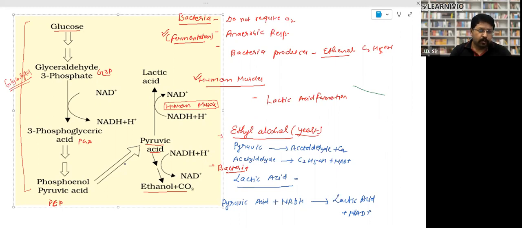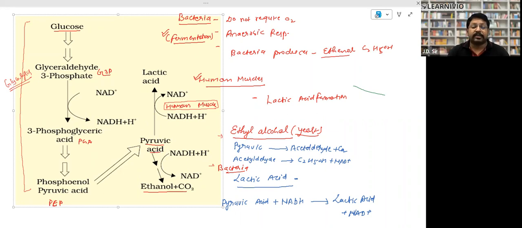So look, glucose breaks down into glyceraldehyde 3-phosphate, then phosphoenolpyruvate (PEP), then pyruvate, then pyruvic acid. So we know this is the glycolysis and every reaction. So in glycolysis, 8 ATP will be produced. That is for sure. Now there are two fates of the pyruvic acid.